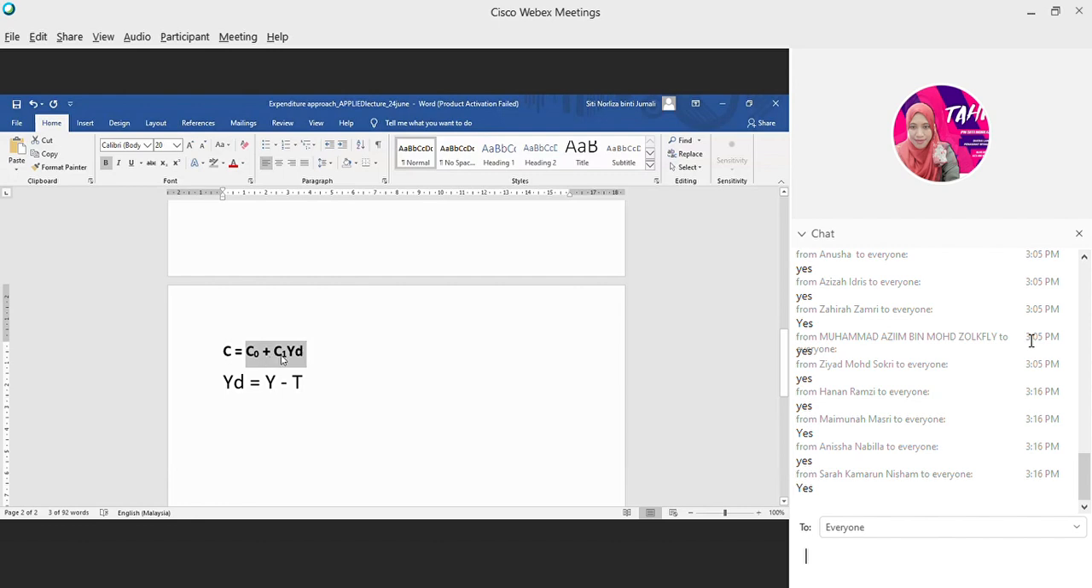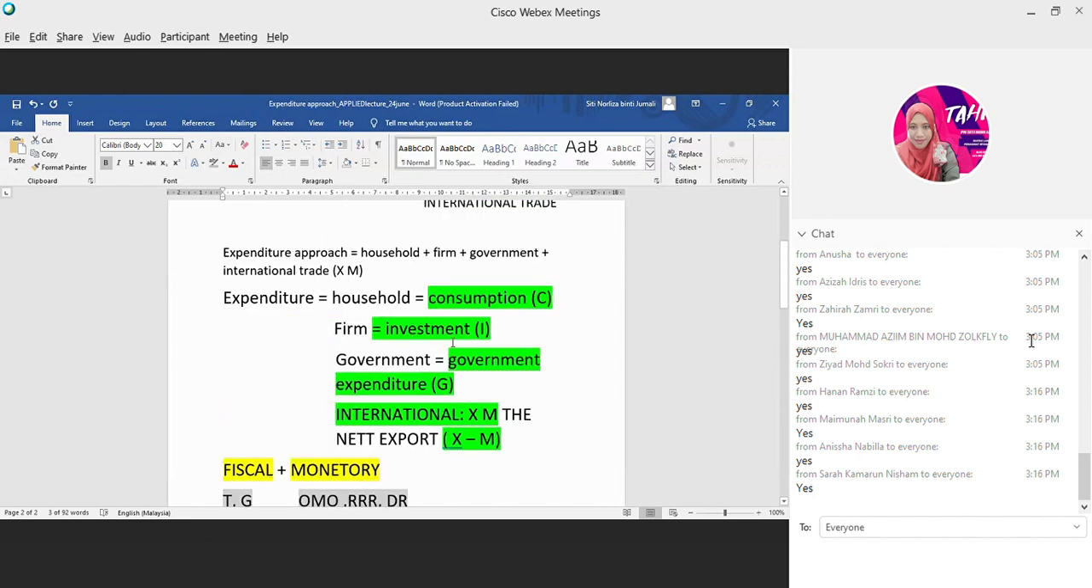So we have two parts over here, according to the function. The one over here is the C which is not depending on the income, and the one over here is C which is depending on the income.